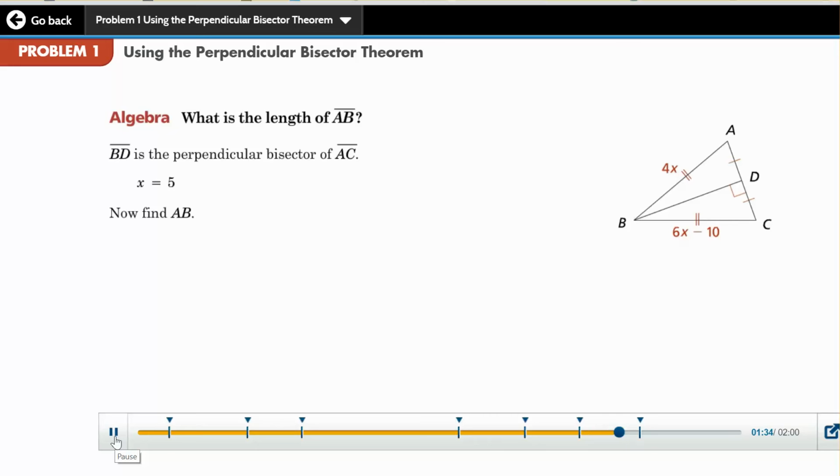Now find the length of segment AB. Substitute 5 for x. Simplify by multiplying. So, the length of AB equals 20.